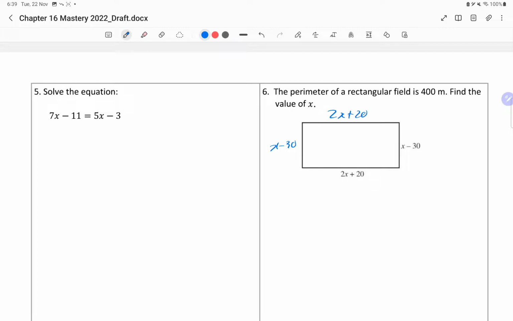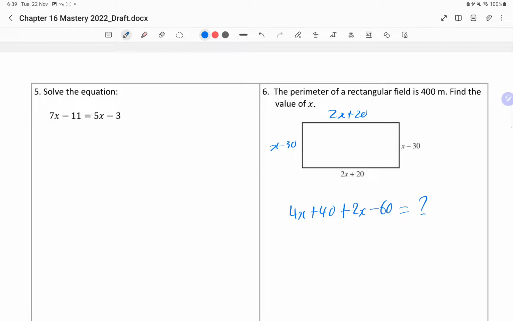2x plus 4x plus 40, plus 2x minus 60 equals, and then oh wait, put a new line. You need equals or something here. Okay.